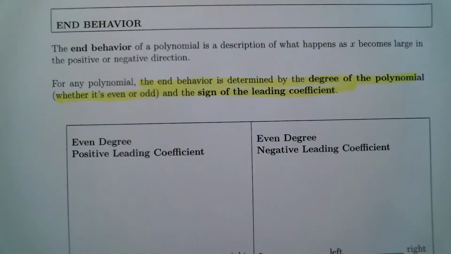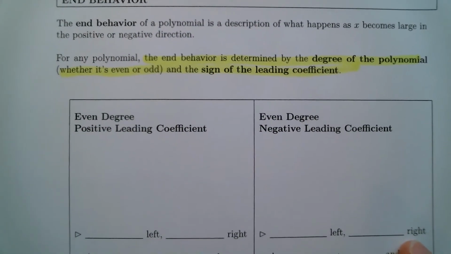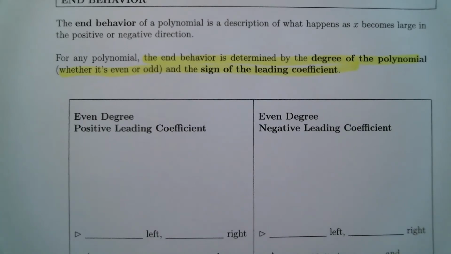Again, when you get your polynomial and you have to figure out the end behavior, you need to look at the degree, whether it's even or odd, and the sign of the leading coefficient, whether it's positive or negative.